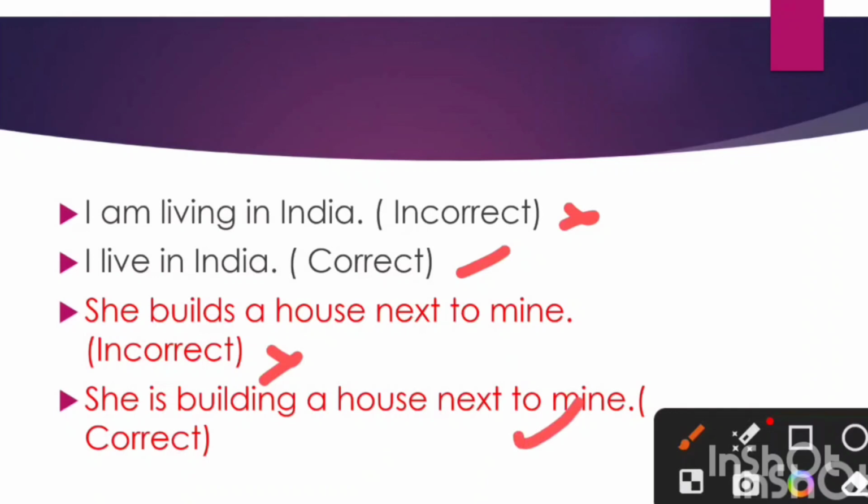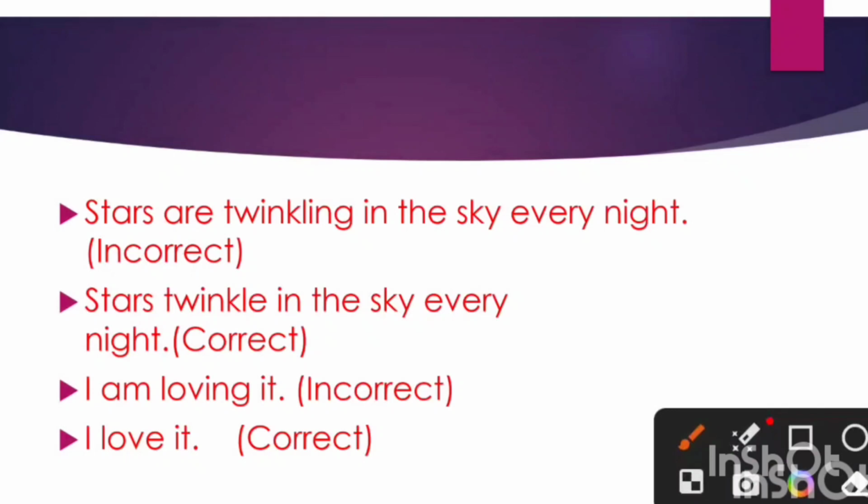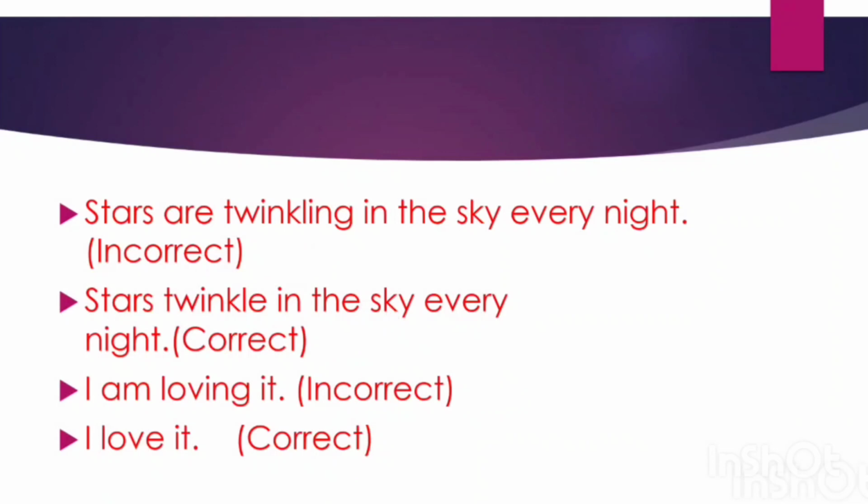What is happening currently? Stars are twinkling in the sky every night. This is incorrect. "Stars twinkle in the sky every night." This is the universal truth, general truth. I am loving it. This is incorrect. "I love it." This is correct.